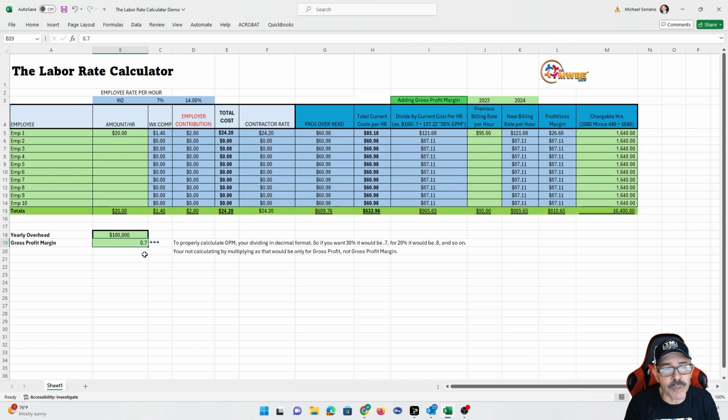You can change this number down here. Let's say for you to make a 20% gross profit margin, if you can survive on that, right? So you would change that to a 0.8, right? And that number will go down, right? So then now you're making $11.47 gross profit margin over what you were making last year, right?